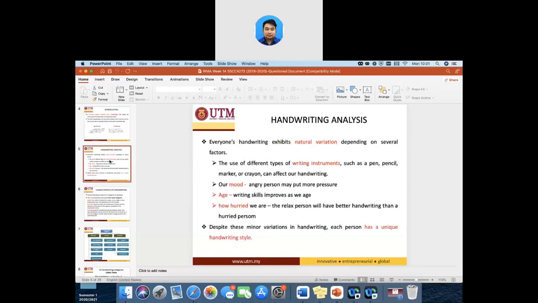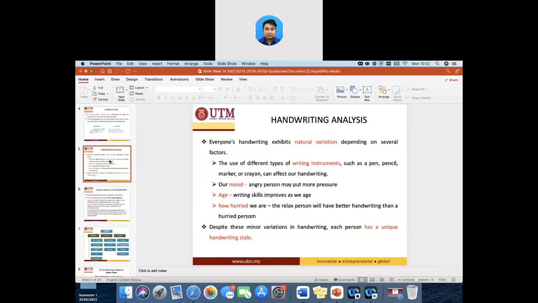Everyone's handwriting exhibits a natural variation. Setiap seorang antara kita ini ada cara penulisan yang tersendiri. Some people like to use a pen, some a pencil, a marker, or even a crayon. All of these different writing instruments would affect our handwriting. Kalau crayon, you will see the crayon tip is a bit large compared to a pen. That's the first thing. The second thing is our mood, kita punya perasaan at the time of writing. An angry person might put more pressure on dia punya penulisan.